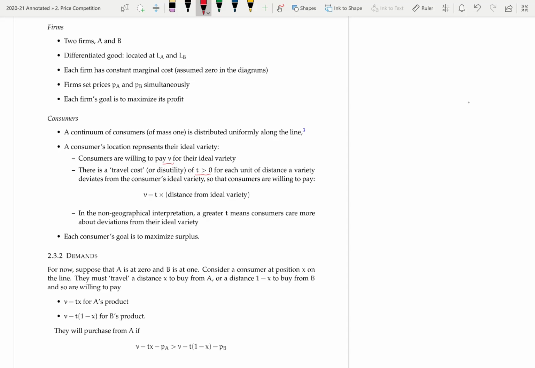In the non-geographical interpretation, a greater T means that consumers care more about deviations from their ideal variety. So this is how we capture the product differentiation for the consumers in their preferences. Each consumer's goal is to maximize surplus. So in order to find the equilibrium of the game, we first need to find the demand functions of each firm.